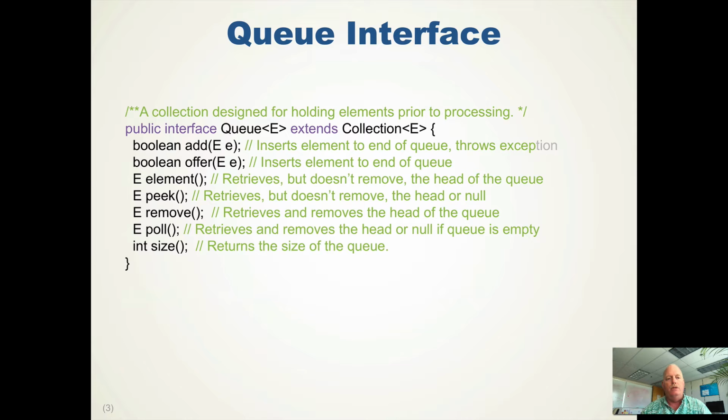As we recall, we have two methods for adding something to the end or the rear of the queue. We have add, which throws an exception if there's a problem, or offer, which does not throw an exception. It returns false if it cannot add E to the end of the queue. We have two methods for looking at what's at the front of the queue. We have element, which throws an exception if the queue is empty, and peek, which returns null if the queue is empty. And we have two methods for removing things from the front of the queue. Remove throws a no such element exception if the queue is empty, and poll will return null if the queue is empty. And lastly, size returns the number of items in the queue.